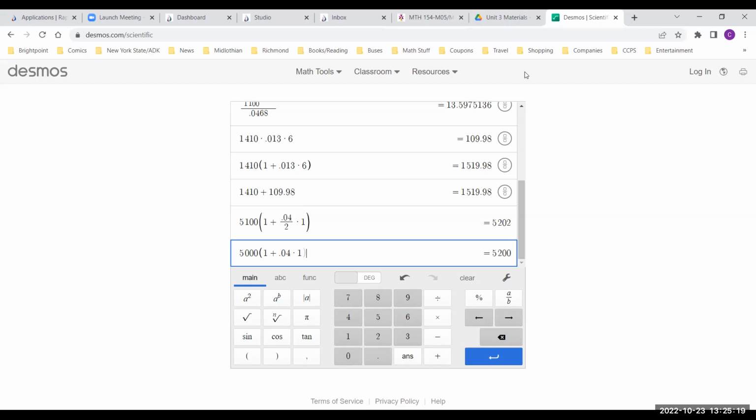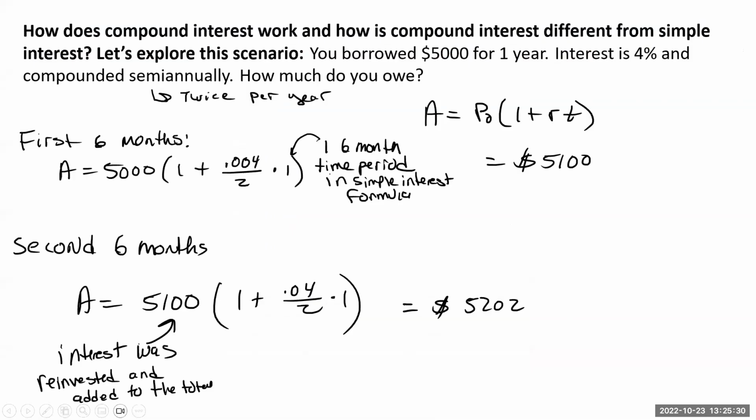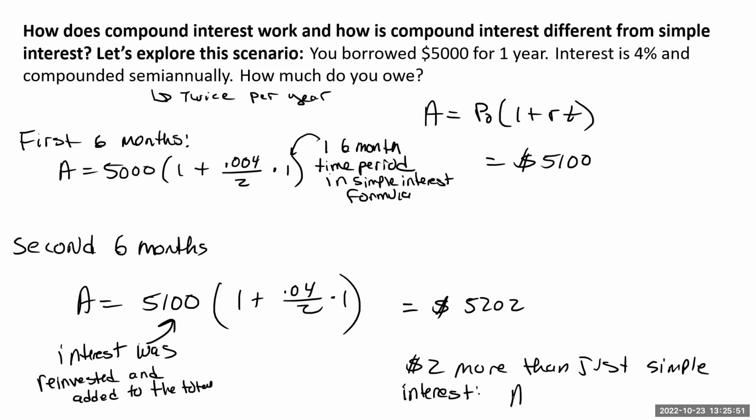So notice with compound interest, you made $2 more than you would have made with just a straight simple interest agreement. Okay, so that's the power of compounding. Now the number here is really small, but it's much bigger with larger numbers. All right, so let's just make a little note here. This is $2 more than just simple interest. Okay, so just the simple interest would have been A equals 5,000 times 1 plus 0.04 times 1, which is $5,200.